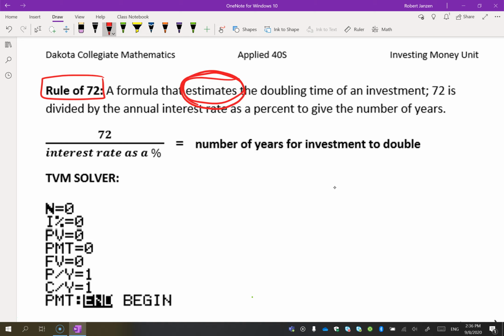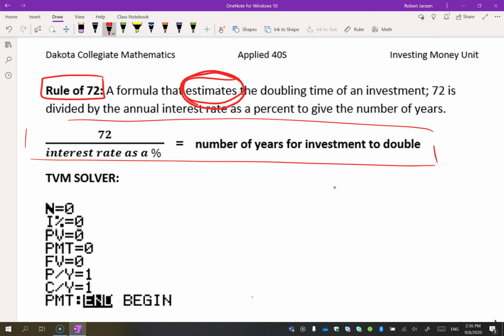It is not going to give you an actual answer, but it is used for estimating how long it takes to double your investment. So regardless of how much money you have, if you just want to know how long it's going to take to double, what you do is you take 72 divided by the interest rate. Okay, keep this formula. You might want to put it on your cheat sheet. We'll use that in a couple questions coming up. Remember, it's only for estimating.